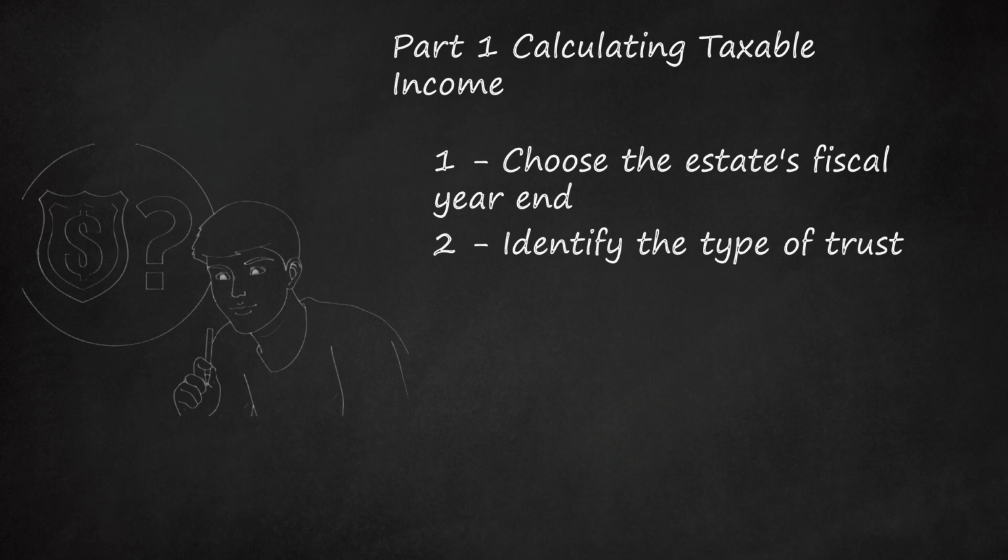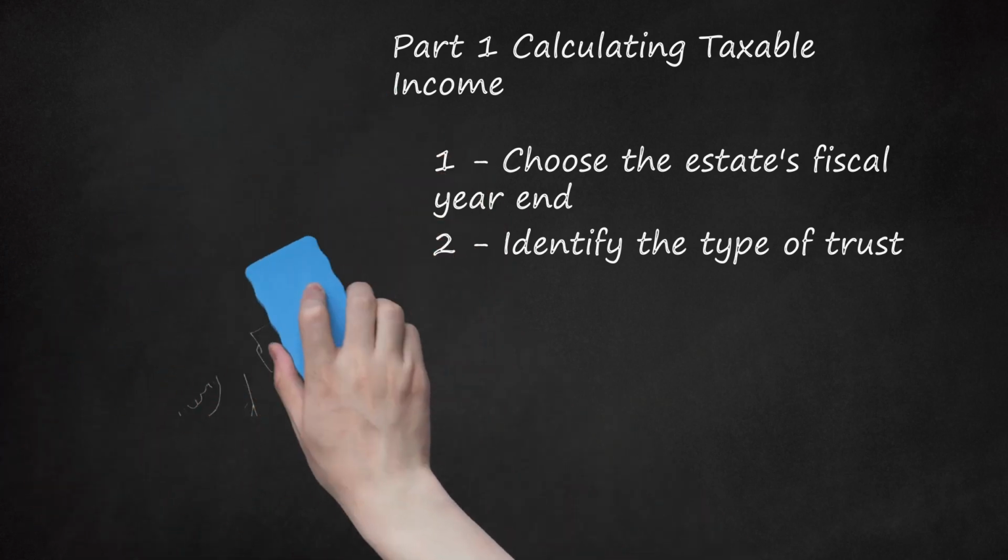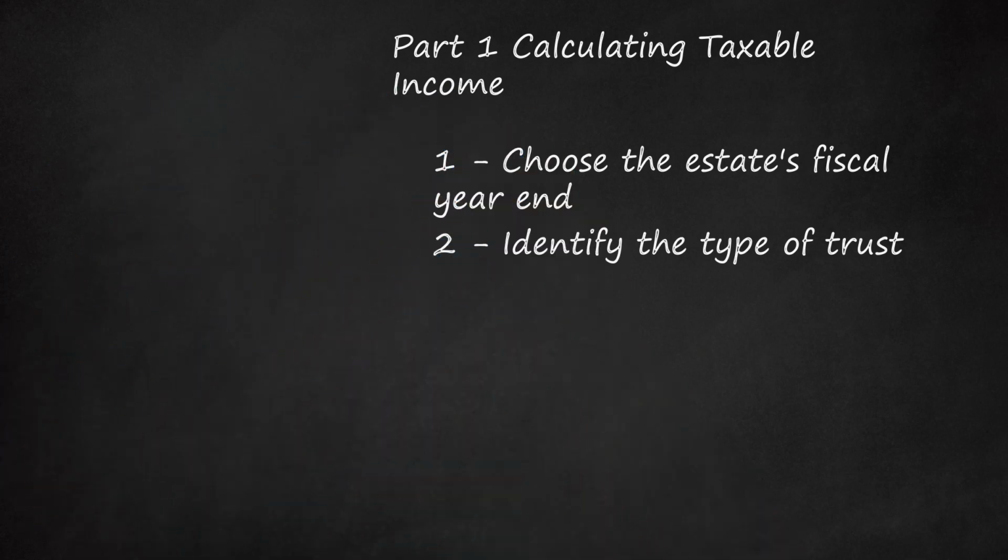If you're administering a complex trust, you'll have to calculate the trust's accounting income. This is the income that is actually distributed on a discretionary basis to the income beneficiary or beneficiaries. Accounting income is either defined by the trust instrument itself or by your state's law.